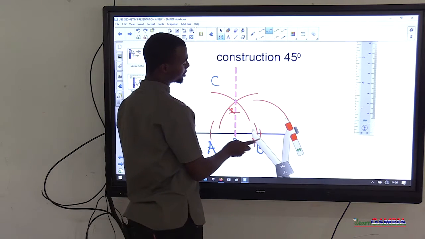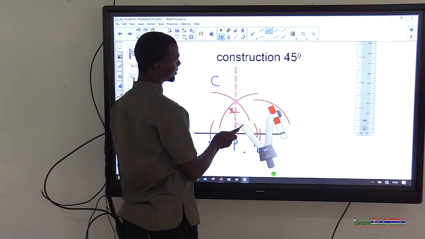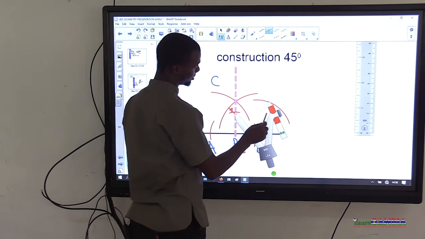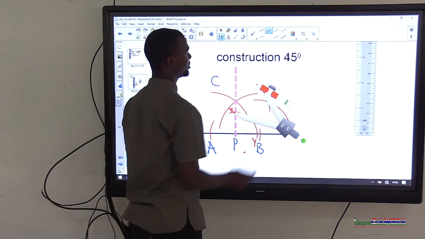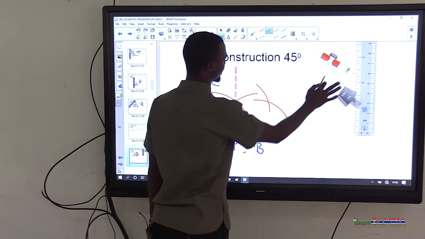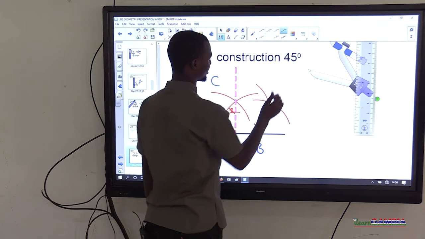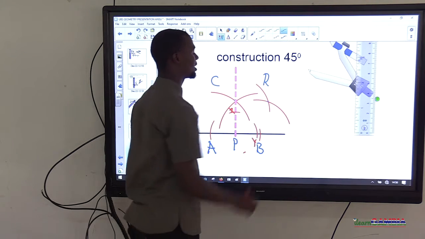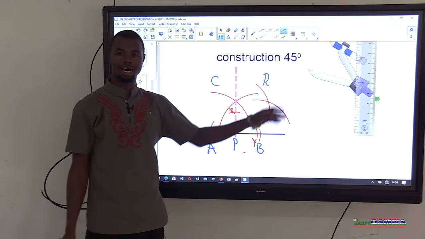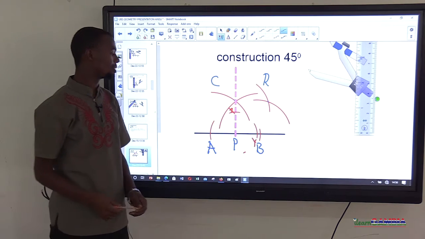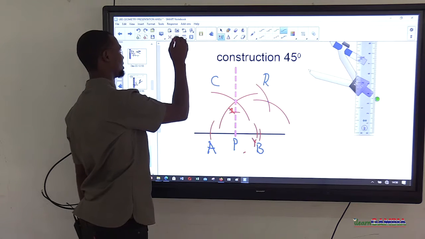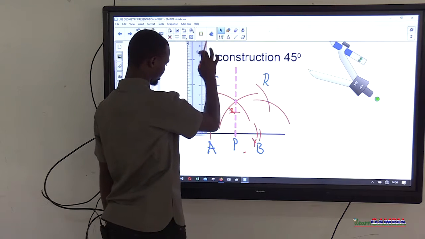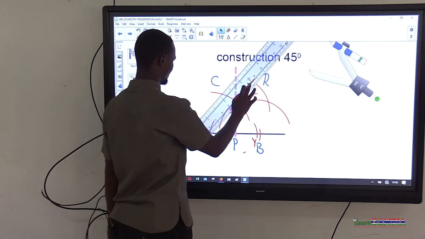With the same radius, we go to X. We draw another arc to cut the previous one. Where the two arcs intersect, that is point R. So we join PR with a ruler to get the 45 degrees.